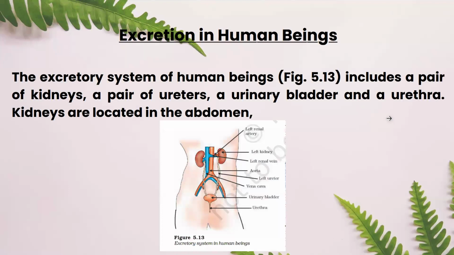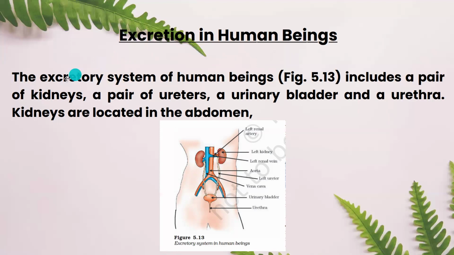So coming to the main one, as we discussed so far, in a unicellular organism, simple diffusion is enough to remove unwanted, undigested food or any waste material. But since we are multicellular organisms, we have the excretory system, which helps in the removal of nitrogenous waste. So here we are going to learn excretion in human beings.